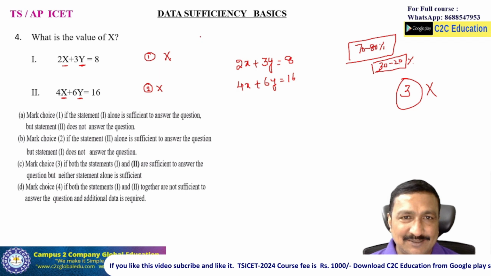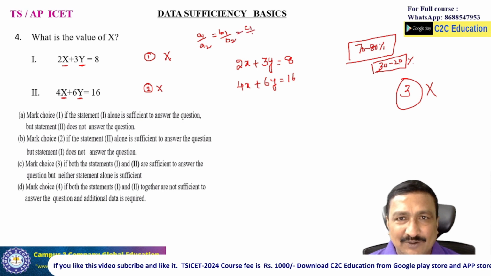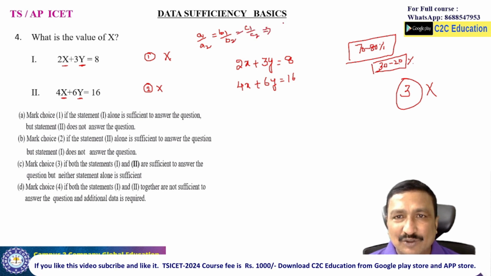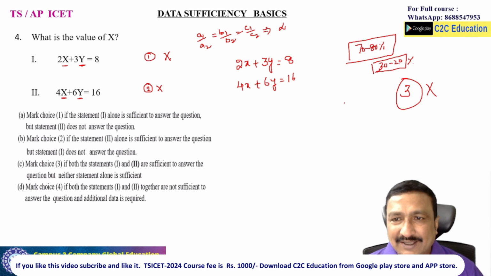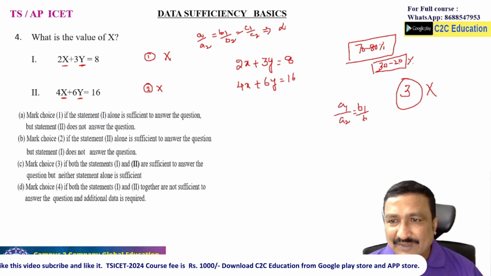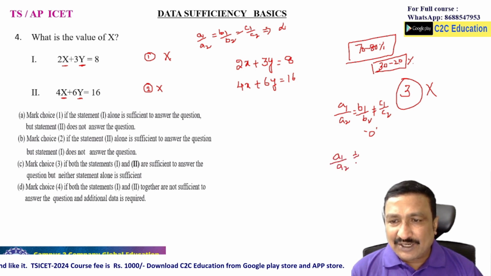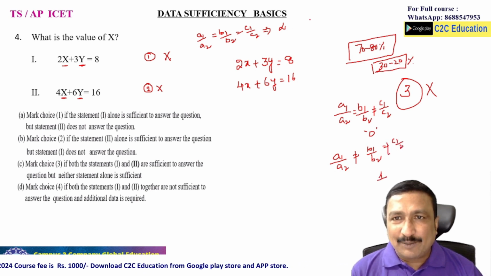We have three concepts. If a1/a2 = b1/b2 = c1/c2, they have infinite solutions. If a1/a2 = b1/b2 ≠ c1/c2, they have zero solutions. And third, if a1/a2 ≠ b1/b2 ≠ c1/c2, they have a unique solution. Very, very important.